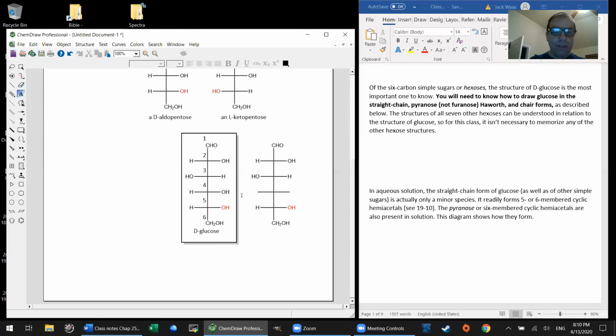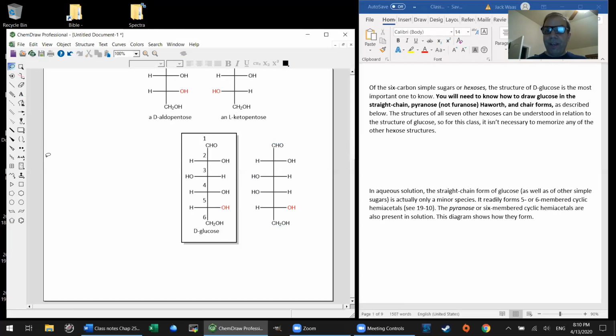You just switch the H and the OH. So we'll put our OH over here and our hydrogen over here. Presto, that's D-galactose. So that's why, as far as I'm concerned, if you know glucose in principle, you know all the other 7 as well. So let's memorize glucose, but not the other 7.